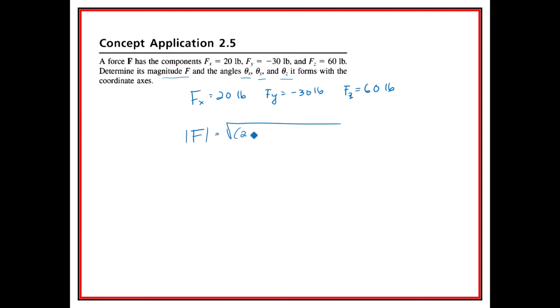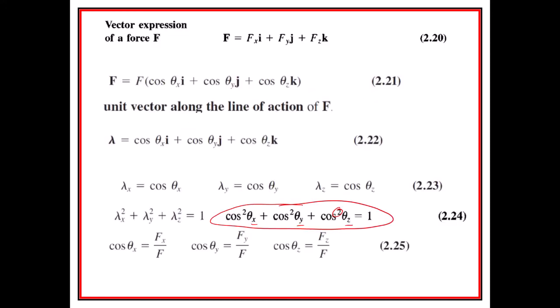We say 20 squared plus, that's a 20, not a 26, negative 30, but it's squared, so we didn't even need to write down the negative, and 60 squared. And if we do that, we get 70 exactly. But I'll go ahead and put 4 sig figs because we're stating that yes, it is exact, at least up to that many.